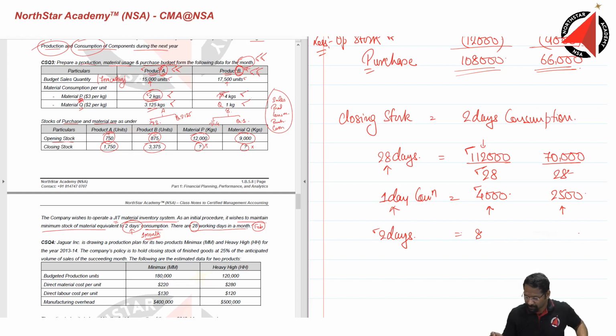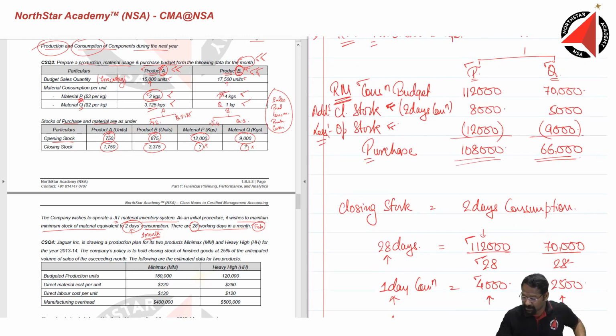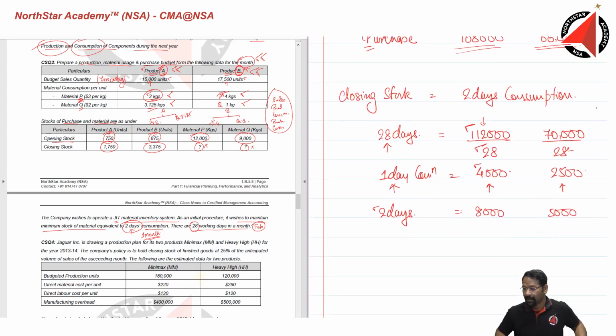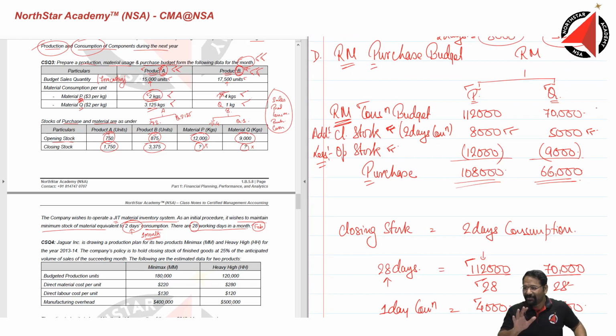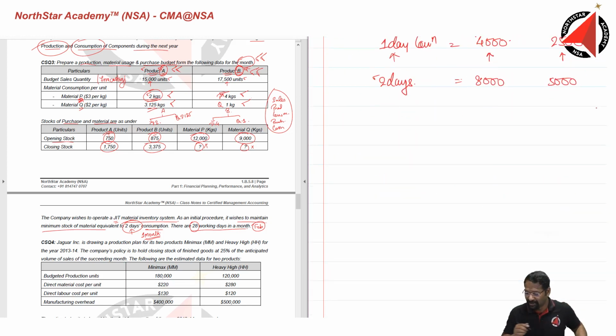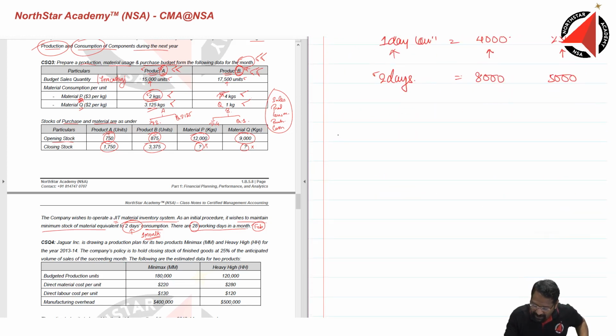Fine. So this is my closing stock. Same closing stock I have written here. Why didn't we take the price of raw material? We take the price of raw material when we make the cash budget. Awesome. So now we are making the cash budget.